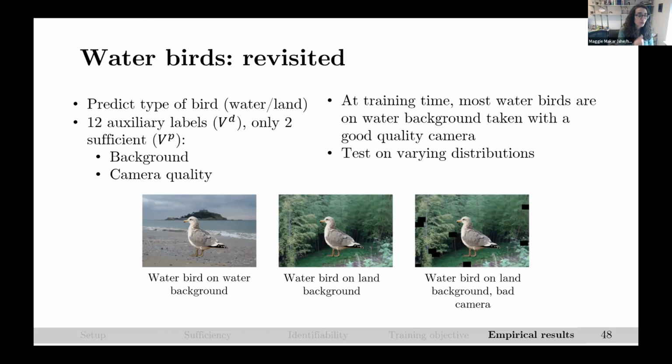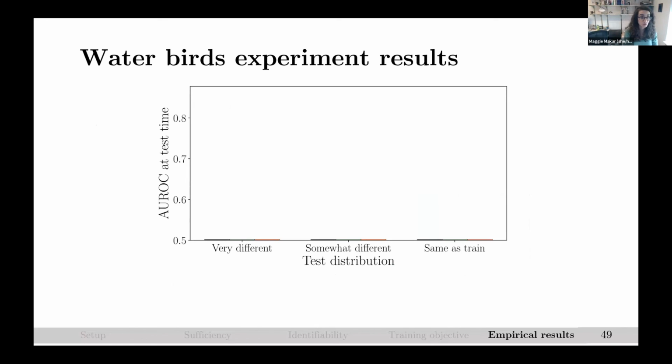At training time, most of the water birds are on water backgrounds taken with a good quality camera, and the opposite is true for the land birds. Again, we tested on varying distributions. On the x-axis is the test distribution. On the right-hand side, the test distribution is the same as the training distribution, but on the left-hand side, they are diametrically opposite, so the similarity decreases as you move to the left. On the y-axis, we still have the AURC at test time.